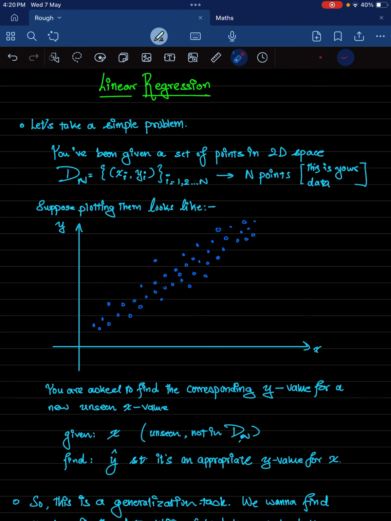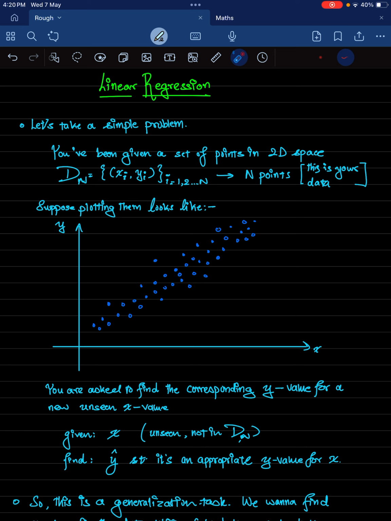I'll take a simple problem. You have been given a set of points in the 2D plane. So the set of points I have given it as this xi, yi, and i goes from 1 to n. So that set has been called as Dn. So it is n points, and this is your data.